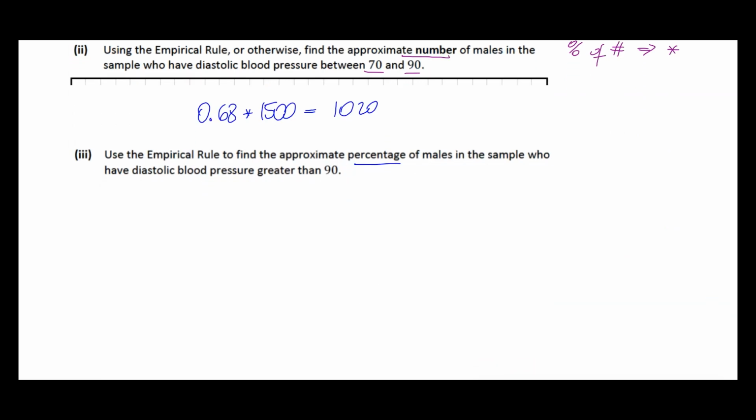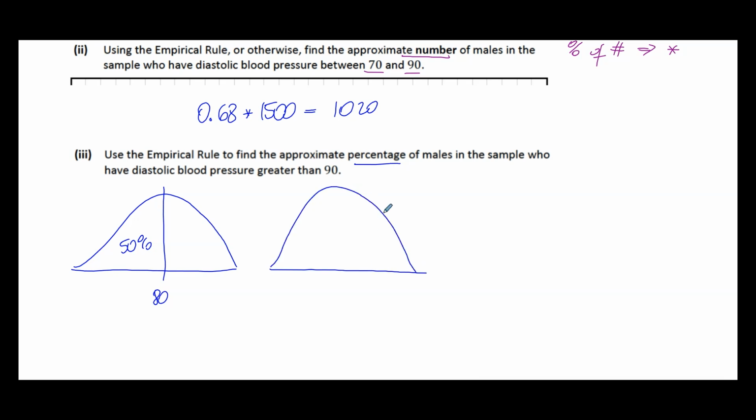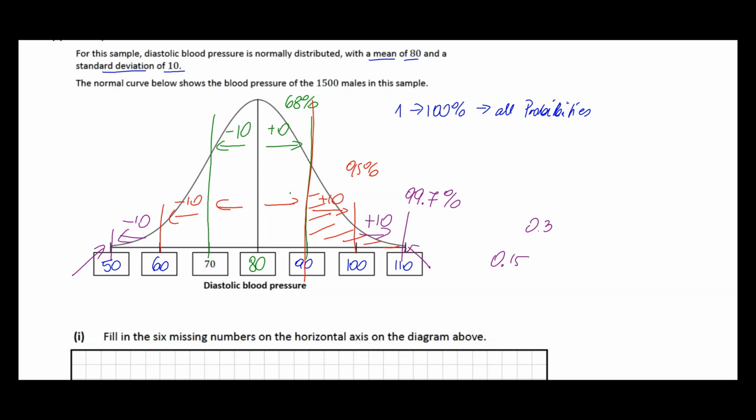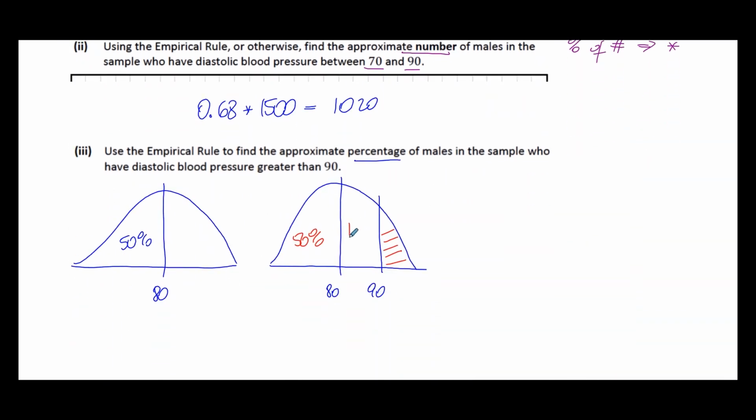I'm just going to take that down here and draw it again. So I know that up to 80, that is half. That's my 50%. Okay, but what I need is actually here 90, isn't it? And still I'm going to put 80 here. What I actually need is this part here. So I know this is 50%. What is that part between 80 and 90? Between 80 and 90, that is half of what? 68%. So this part here is a half of 68%.